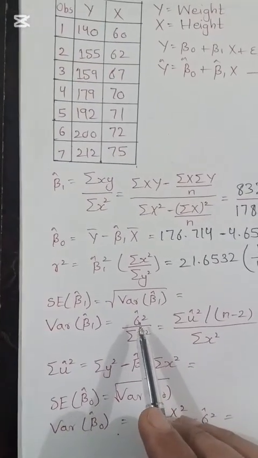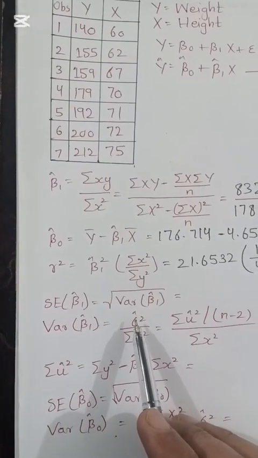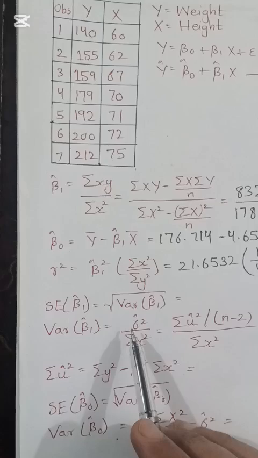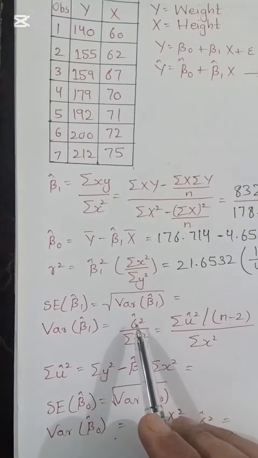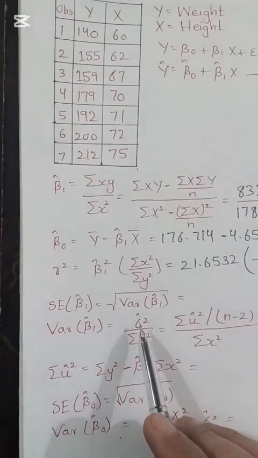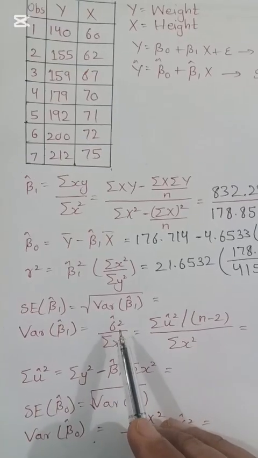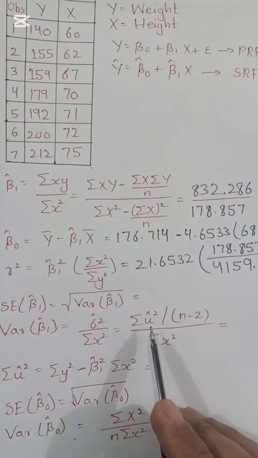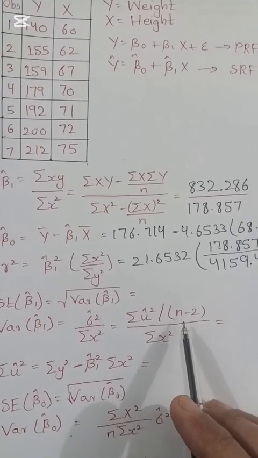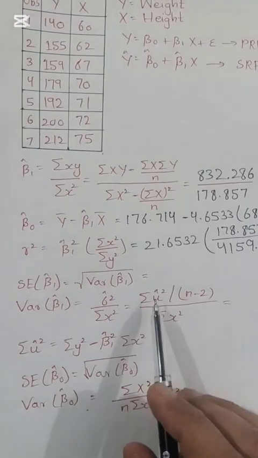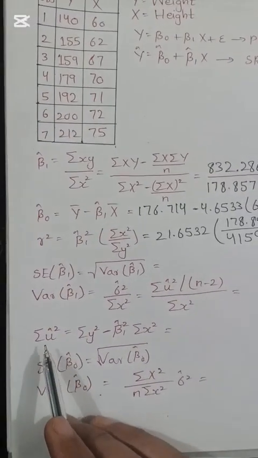Here you can see that sigma square hat is the estimator of sigma square, which is the variance of the error term. According to the classical linear regression model assumptions, sigma square must be constant because of the assumption of homoscedasticity. So this variance of the error term, sigma square hat, is equal to the sum of u hat square divided by its degrees of freedom, which is n minus 2 in the simple regression, and this sum of small u hat square, which is the sum of square residual, equals this expression.